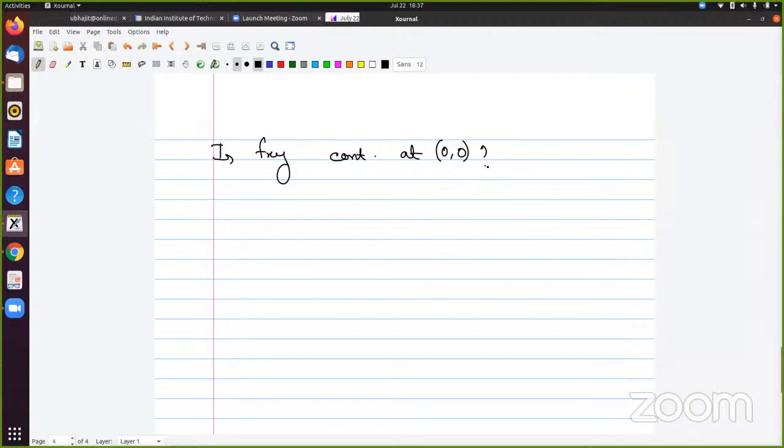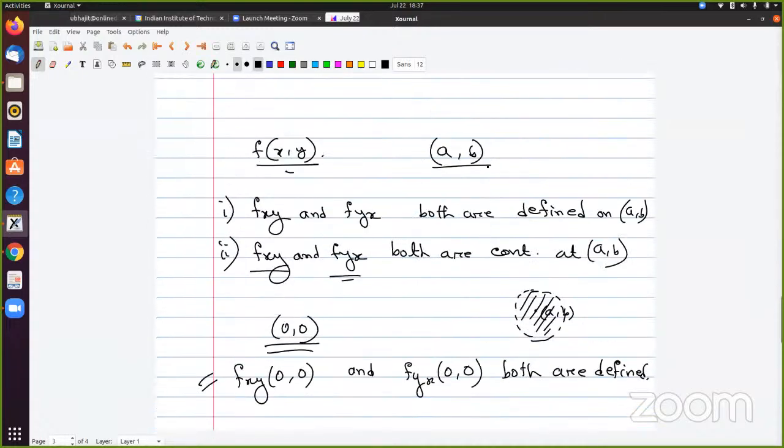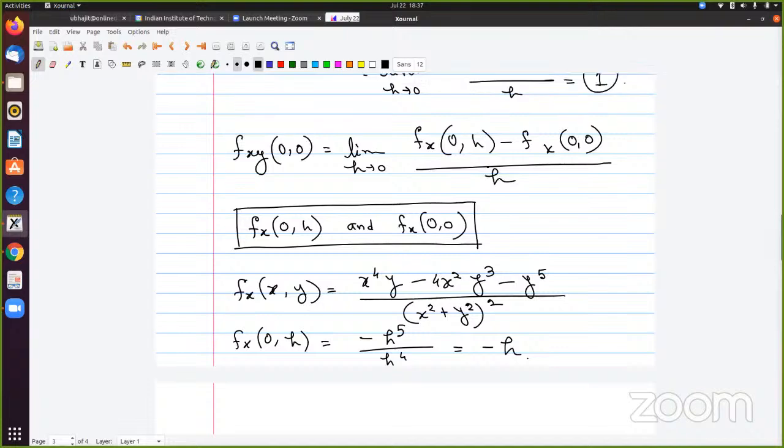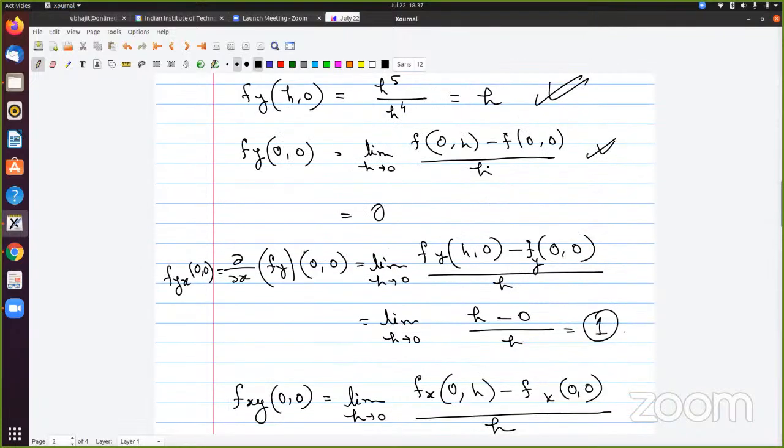Exactly. So you are taking it in the opposite direction, but suppose you don't know Clairaut's theorem. I am just asking you this question: is fxy continuous at (0, 0)? Then you have to find your function fxy. We have already found what fx is. Then again we have to differentiate with respect to y, then we'll get some fxy, and then we have to check whether that function is continuous or not, right?